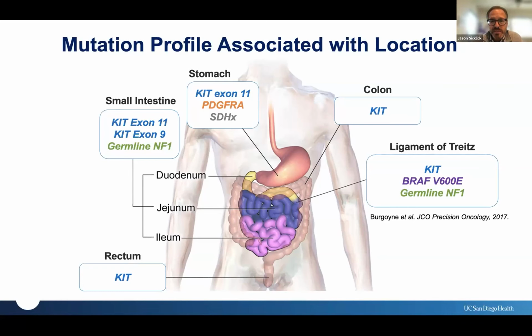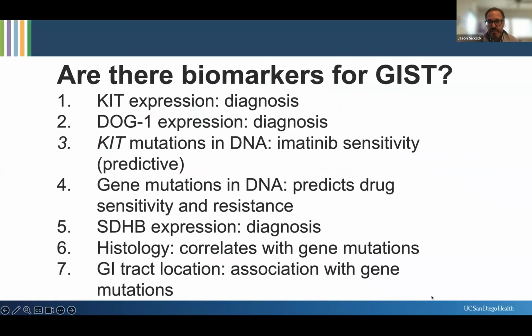If we look at a specific spot within the small intestine called the ligament of Treitz, which is where the first portion of the small intestine, called the duodenum, becomes the jejunum, this appears to be a hotspot for KIT mutations, as well as BRAF V600E mutations, as well as NF1 mutations. And so we can start understanding more about the different mutation types based on the location. As you can start seeing, there's not one biomarker of anything, but it's a matter of putting all these parts of the puzzle together.